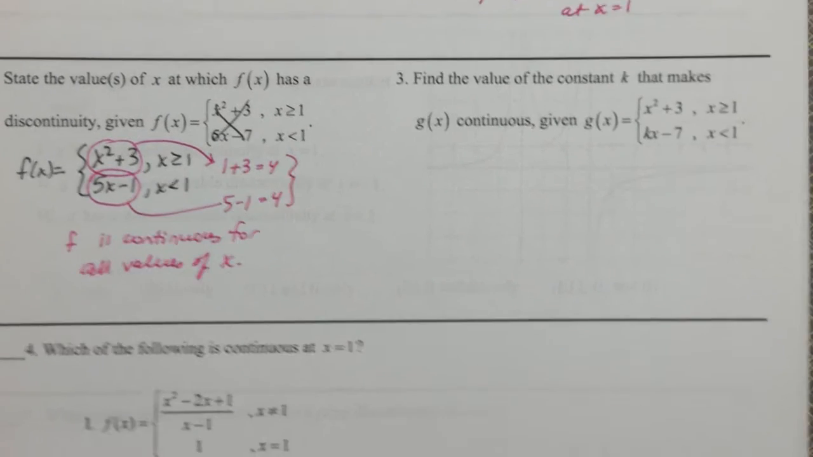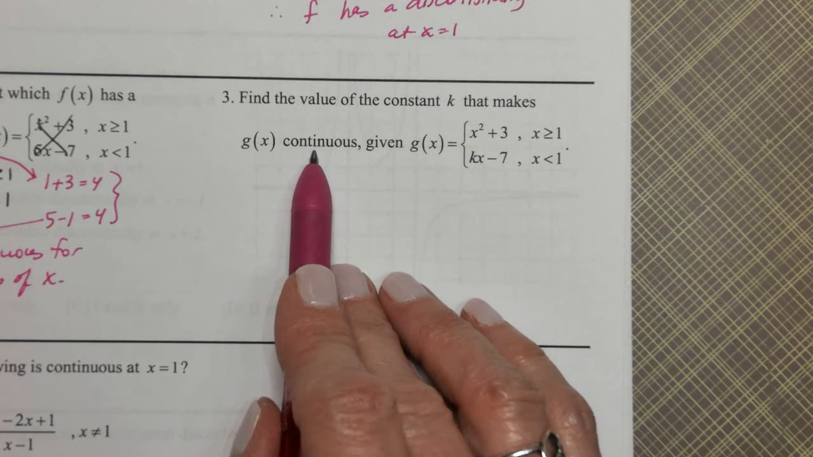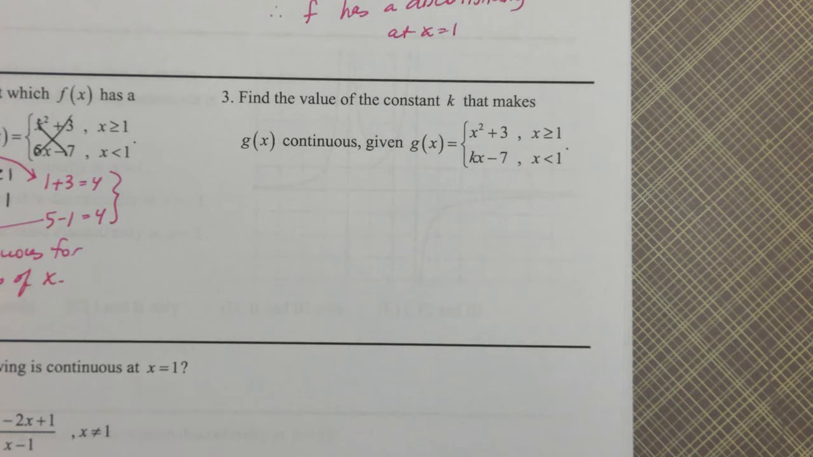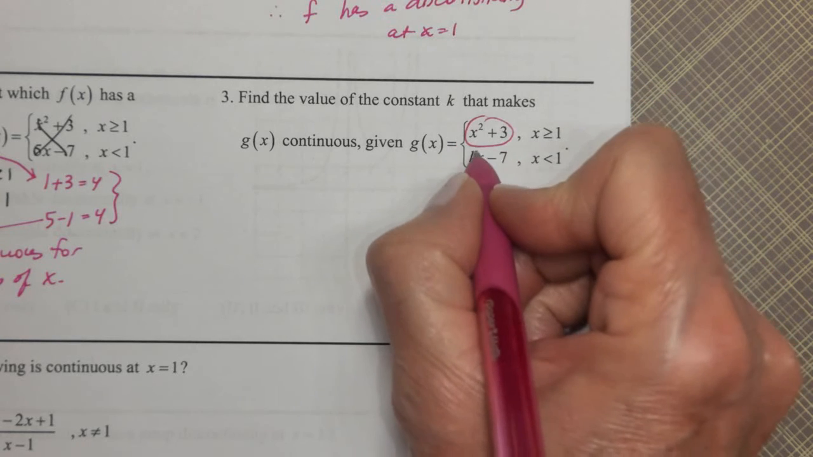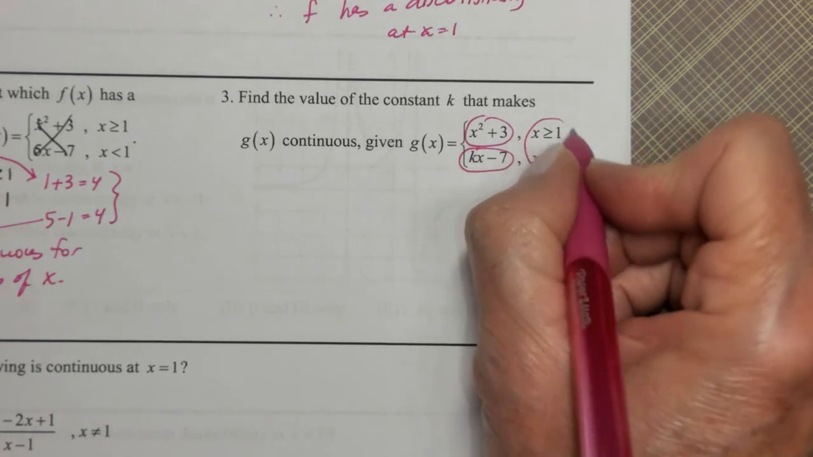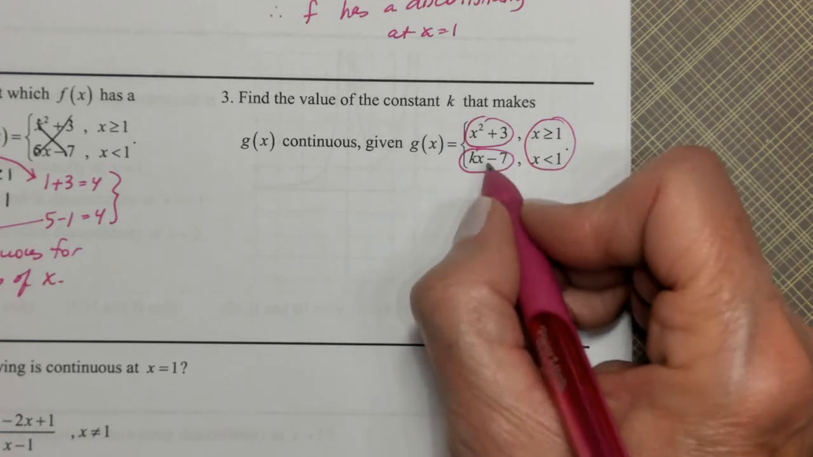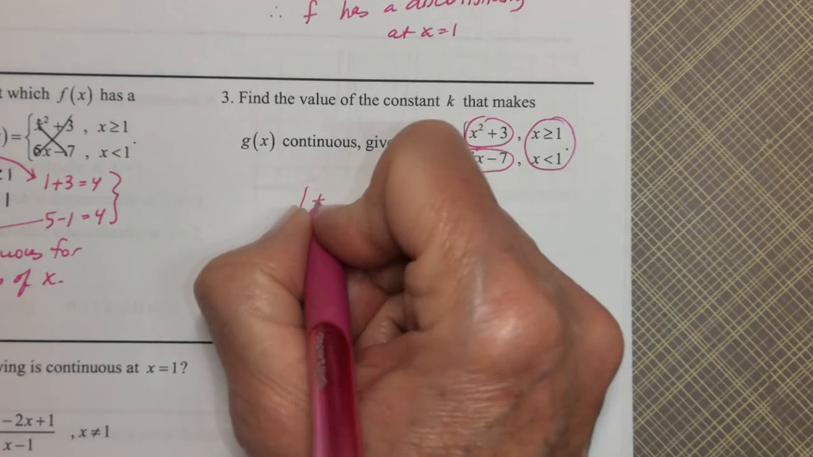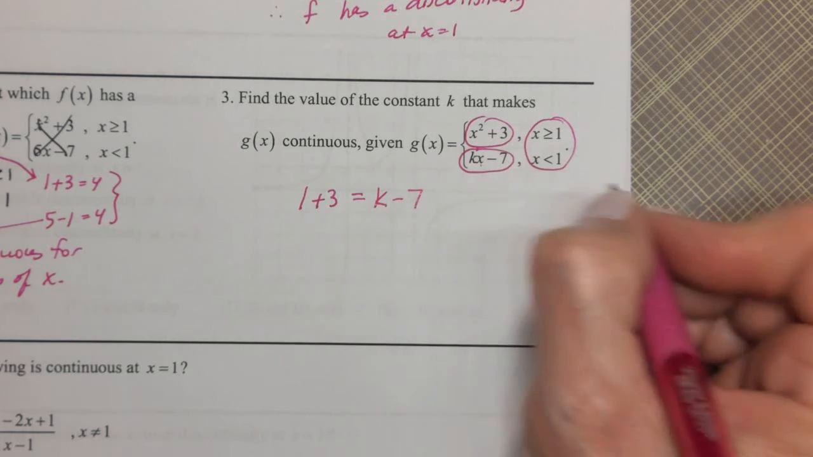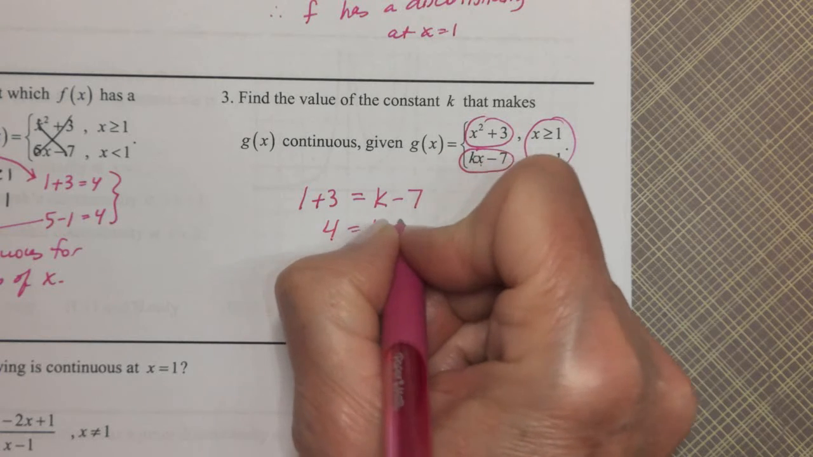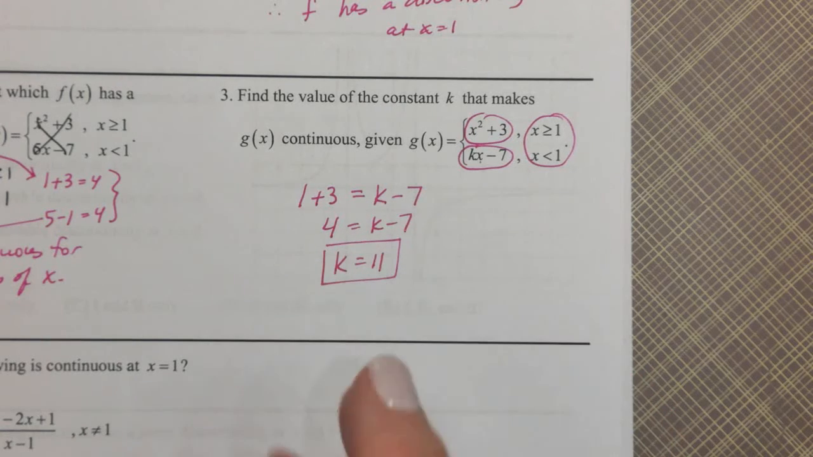Okay? All right. Find the value of k that makes g continuous, given this piecewise function. Well, for g to be continuous, this must equal this when x is 1. So I'm going to put 1 in for x, set these equal and solve for k. So 1 plus 3 must equal k times 1 minus 7. 4 must equal k minus 7. Add 7 to both sides. K must be 11.